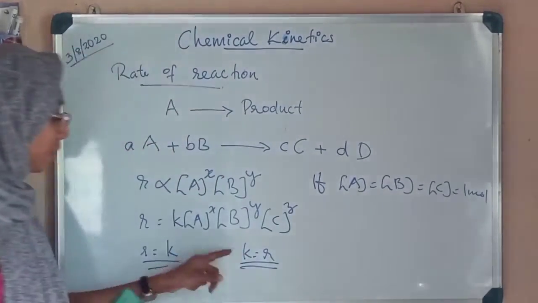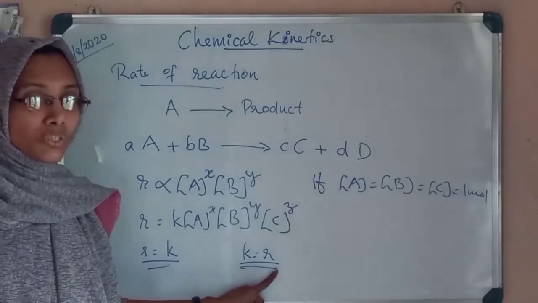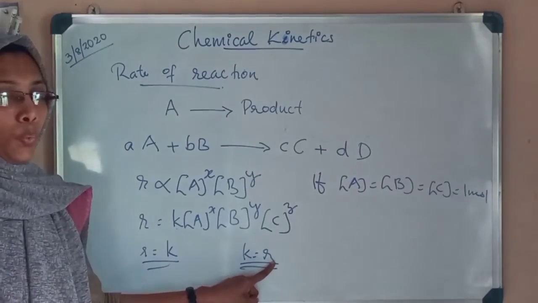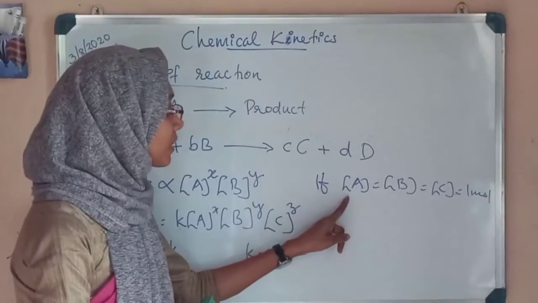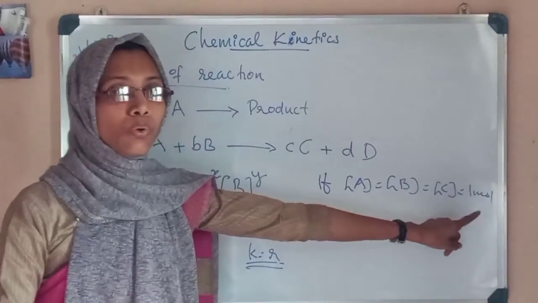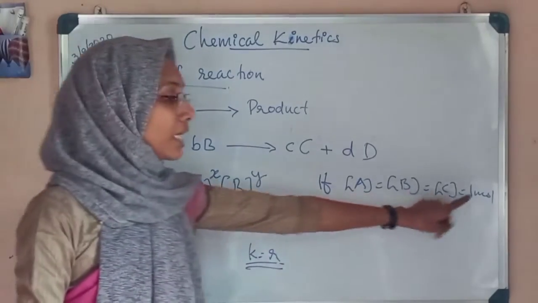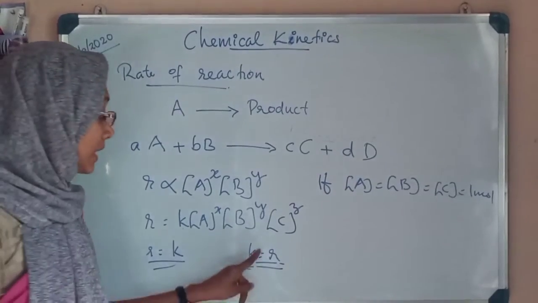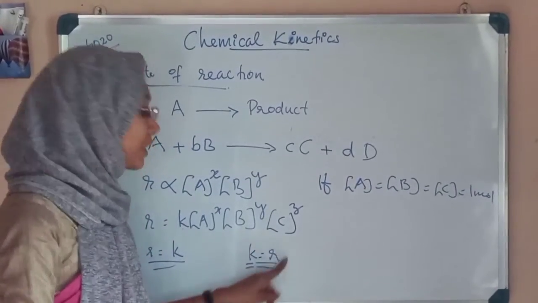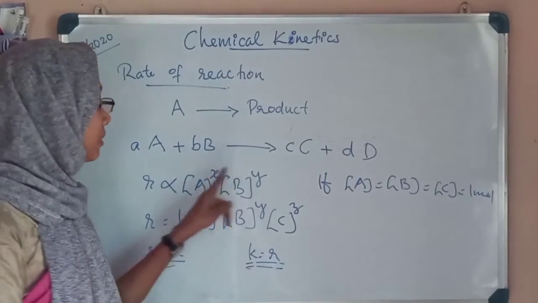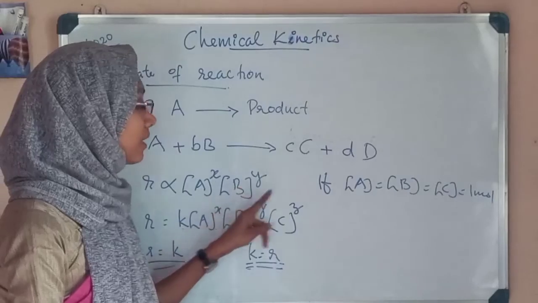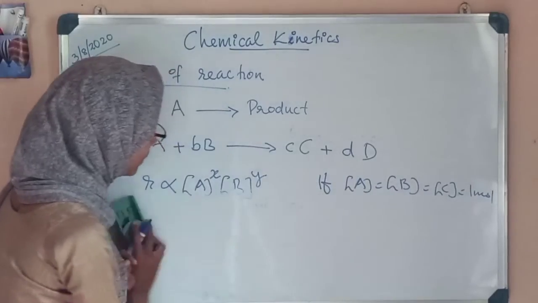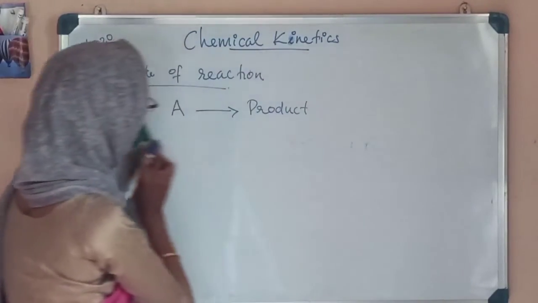That is, the rate constant of the reaction is defined as the rate of the reaction when the concentration of each reactant is equal to unity. Molar concentration of each reactant is equal to unity. That is, the rate constant of a reaction at a given temperature is defined as the rate of the reaction when the concentration of each reactant is equal to 1 mole per liter. This is the definition for the rate constant of the reaction.